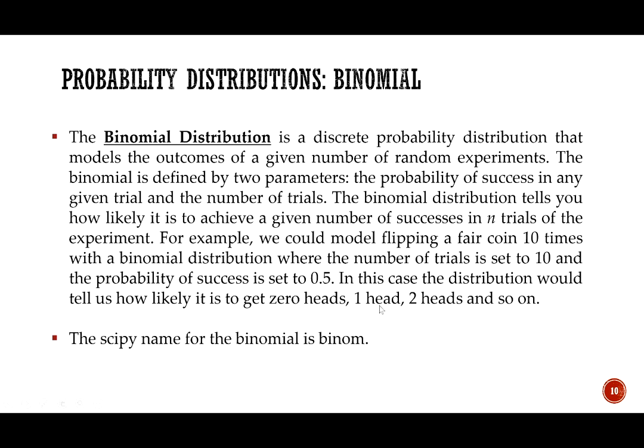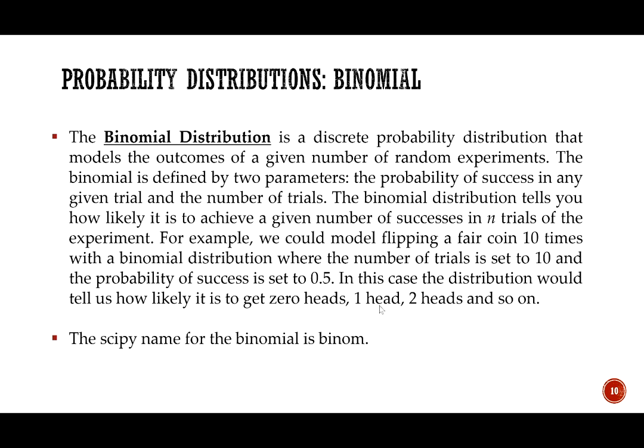Now we can discuss the binomial distribution. So when we were talking about the random walk simulation, we flipped a coin, right? Now if we repeat that experiment 100 times, 10 times, or 20 times, then we are dealing with a binomial distribution. This distribution is a discrete probability distribution that models the outcomes of a given number of random experiments. It means that we know how many times we want to repeat that experiment beforehand. 10 times, 100 times, or 20 times.